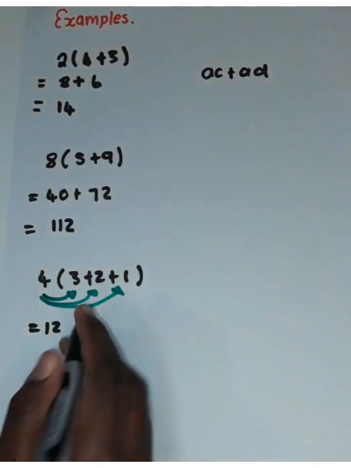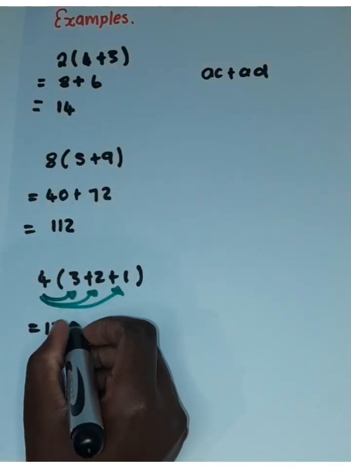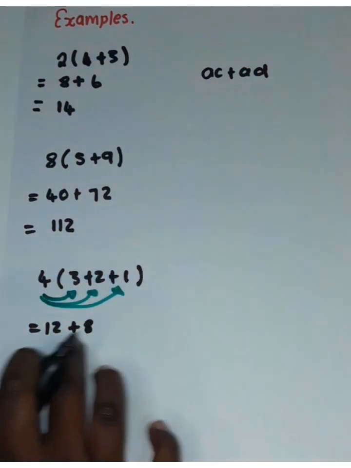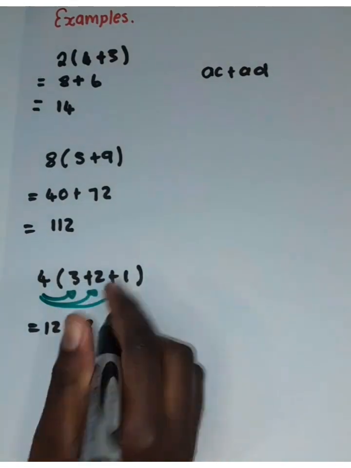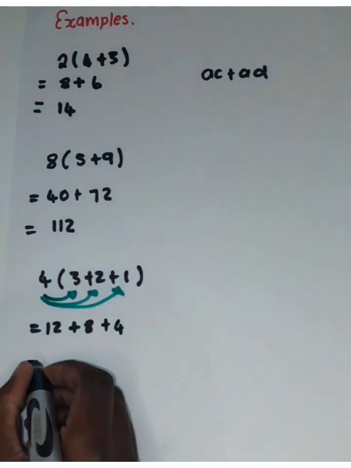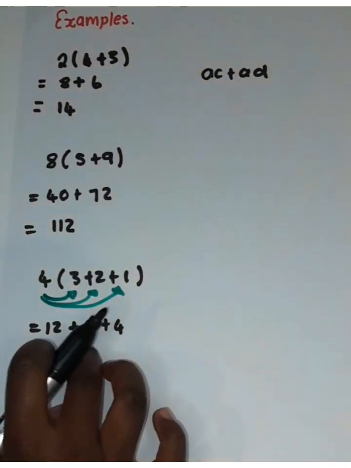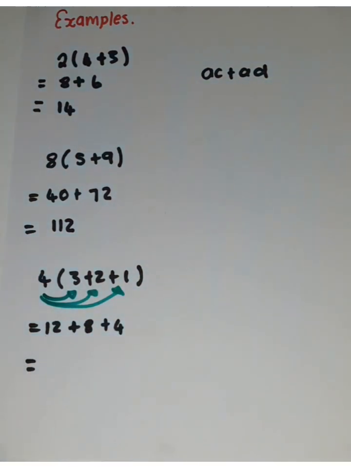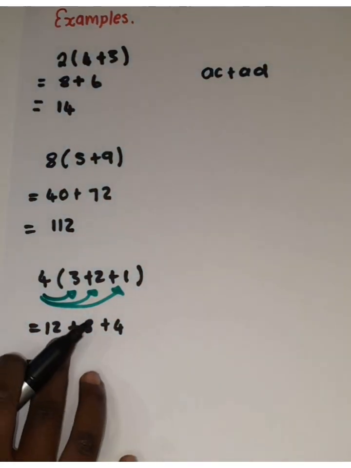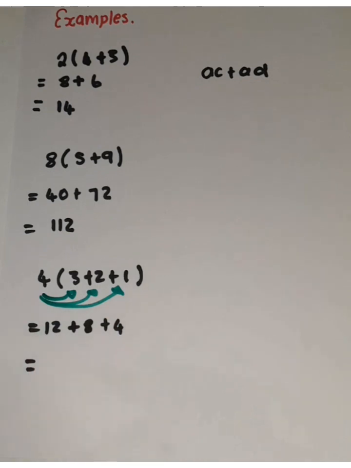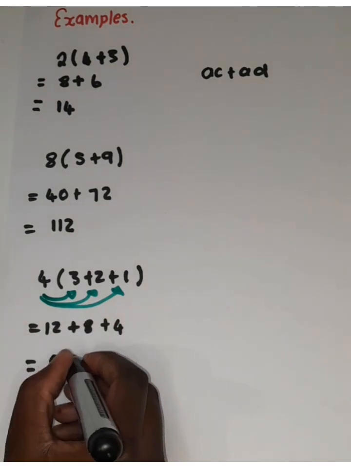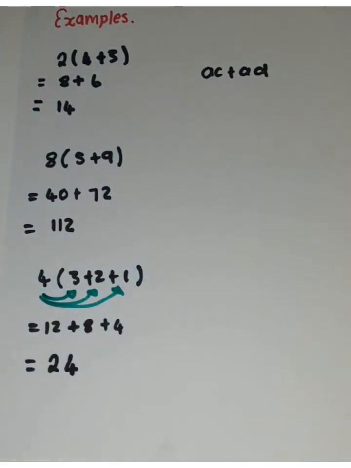Don't forget the equal sign. 4 multiplied by 2, which is 8. You see the sign, you remember it always. 4 times 1, which is positive 4. After that, you notice these are like terms. What you do, you add them. So it's 12 plus 8, which is 20, plus 4, which is 24. There you have it. It's very simple.